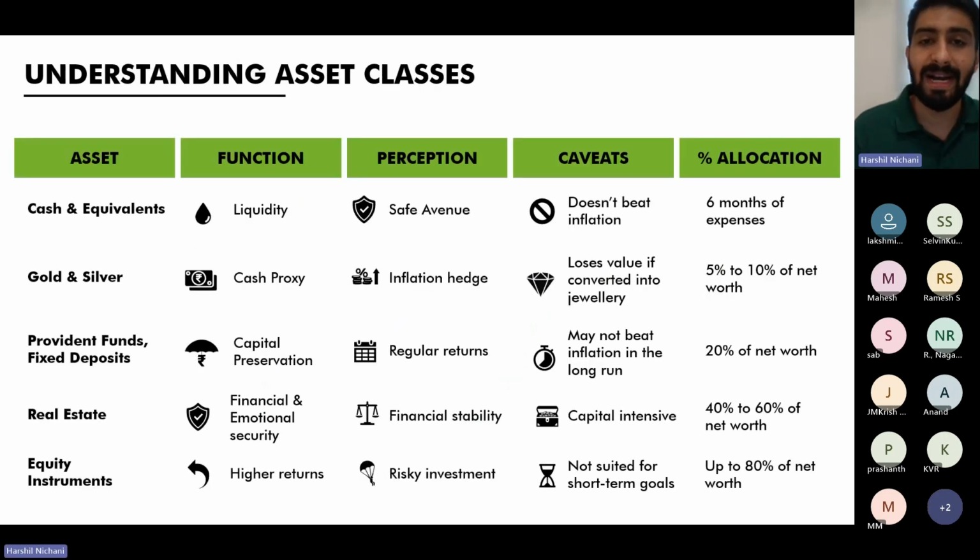Now let's understand asset classes in general, right? When do you use cash? When do you use gold and silver? When do you use equity? First, let's understand asset classes. Cash and cash equivalents, that is your short term, is only meant for liquidity. It's only meant for safety, right?